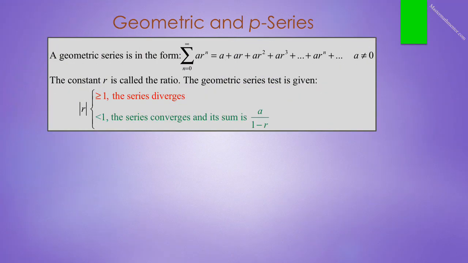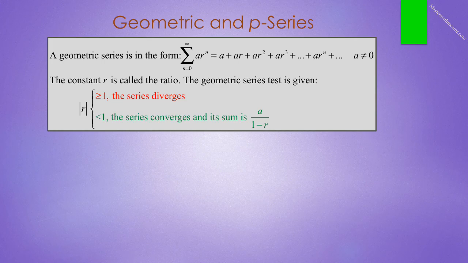This video features two special series, the geometric and the p-series. A geometric series is in the form of the summation n equals 0 to infinity of ar to the n, which is a plus ar squared plus ar cubed plus dot dot dot plus ar to the n plus dot dot dot, and a is not equal to 0. The constant r is called the ratio.